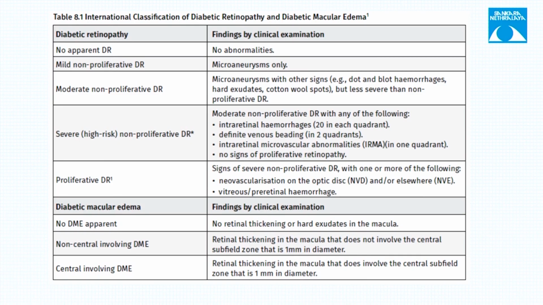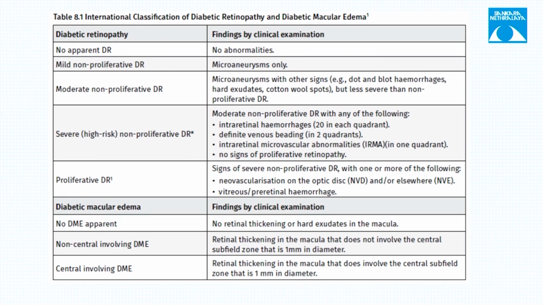One of the things is the classification of diabetic retinopathy, and now we follow the international classification of diabetic retinopathy. There is mild non-proliferative diabetic retinopathy. Even one microaneurysm is sufficient to call it a mild retinopathy. You have moderate retinopathy, where you have anything more than a single microaneurysm, and you also have hemorrhages, exudates. And then you have high risk or severe non-proliferative diabetic retinopathy.